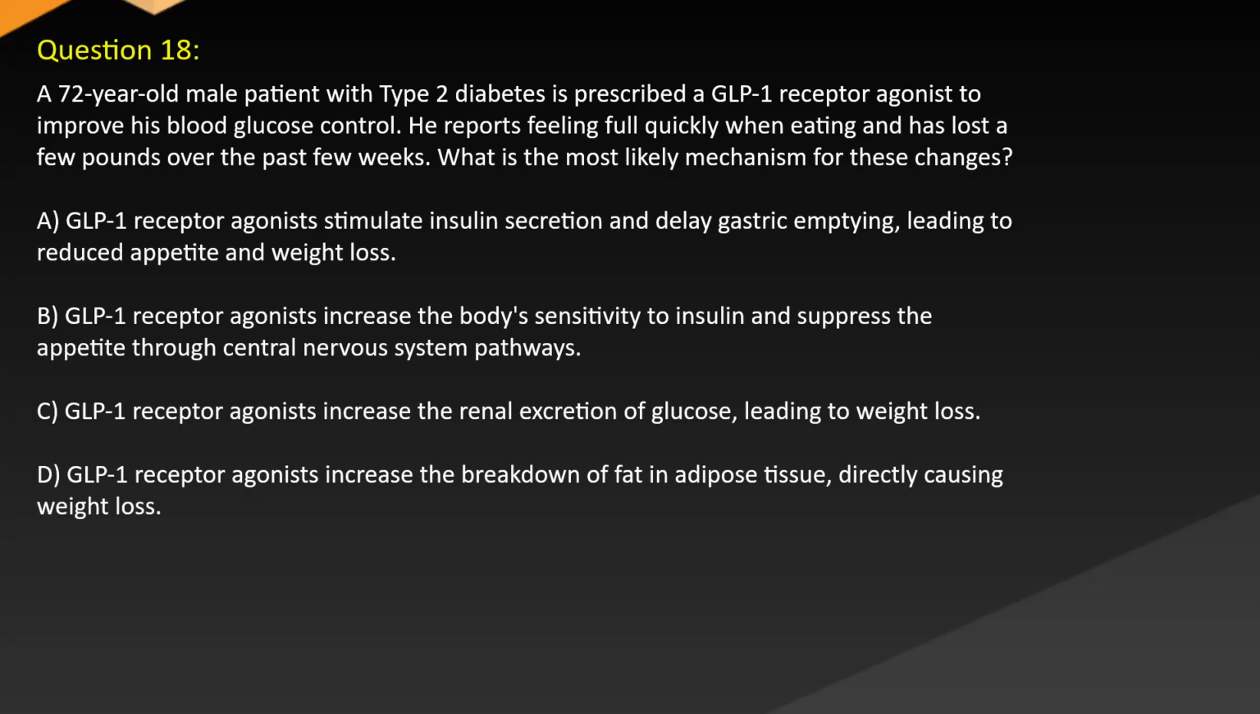A. GLP-1 receptor agonists stimulate insulin secretion and delay gastric emptying, leading to reduced appetite and weight loss. B. GLP-1 receptor agonists increase the body's sensitivity to insulin and suppress the appetite through central nervous system pathways. C. GLP-1 receptor agonists increase the renal excretion of glucose, leading to weight loss. D. GLP-1 receptor agonists increase the breakdown of fat in adipose tissue, directly causing weight loss.